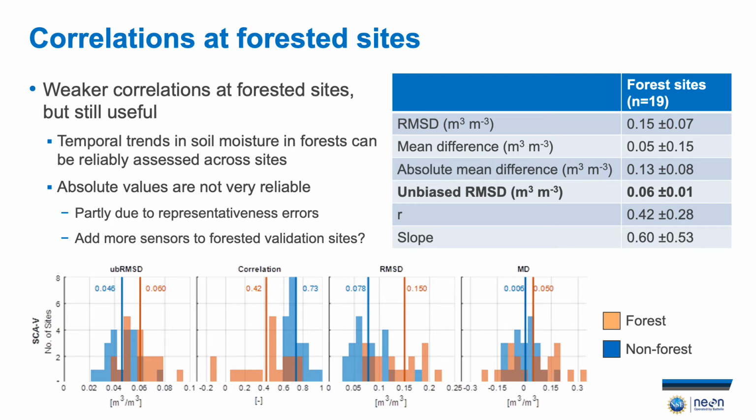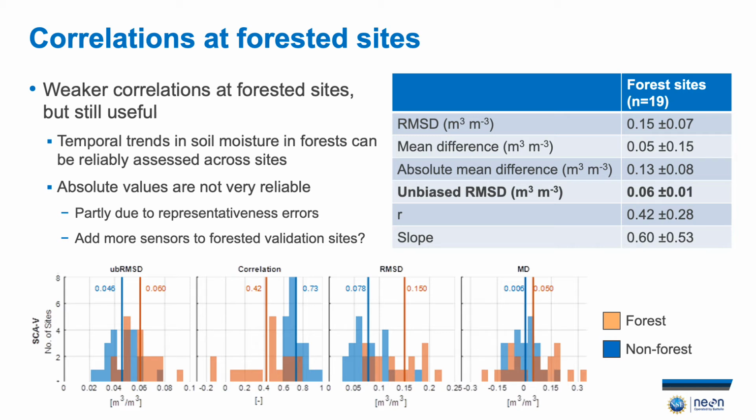So looking at those forested sites, we found that the correlations were consistently weaker, but that the SMAP data still contained useful information. The unbiased root mean squared deviation was around 0.06 meters cubed per meters cubed, indicating that you can identify temporal trends in soil moisture in forests, at least when you're aggregating across sites. In contrast, the absolute values were really not very reliable.